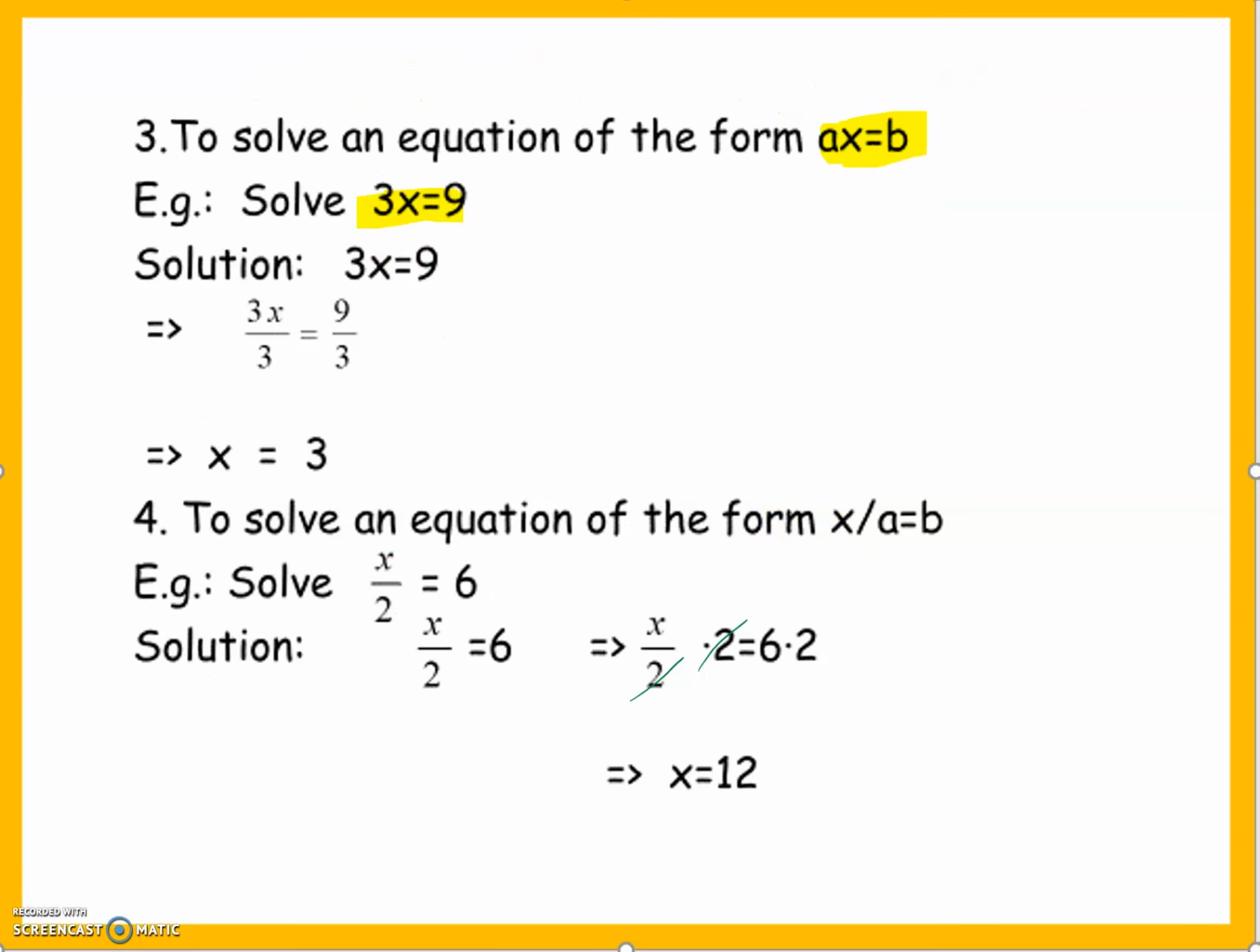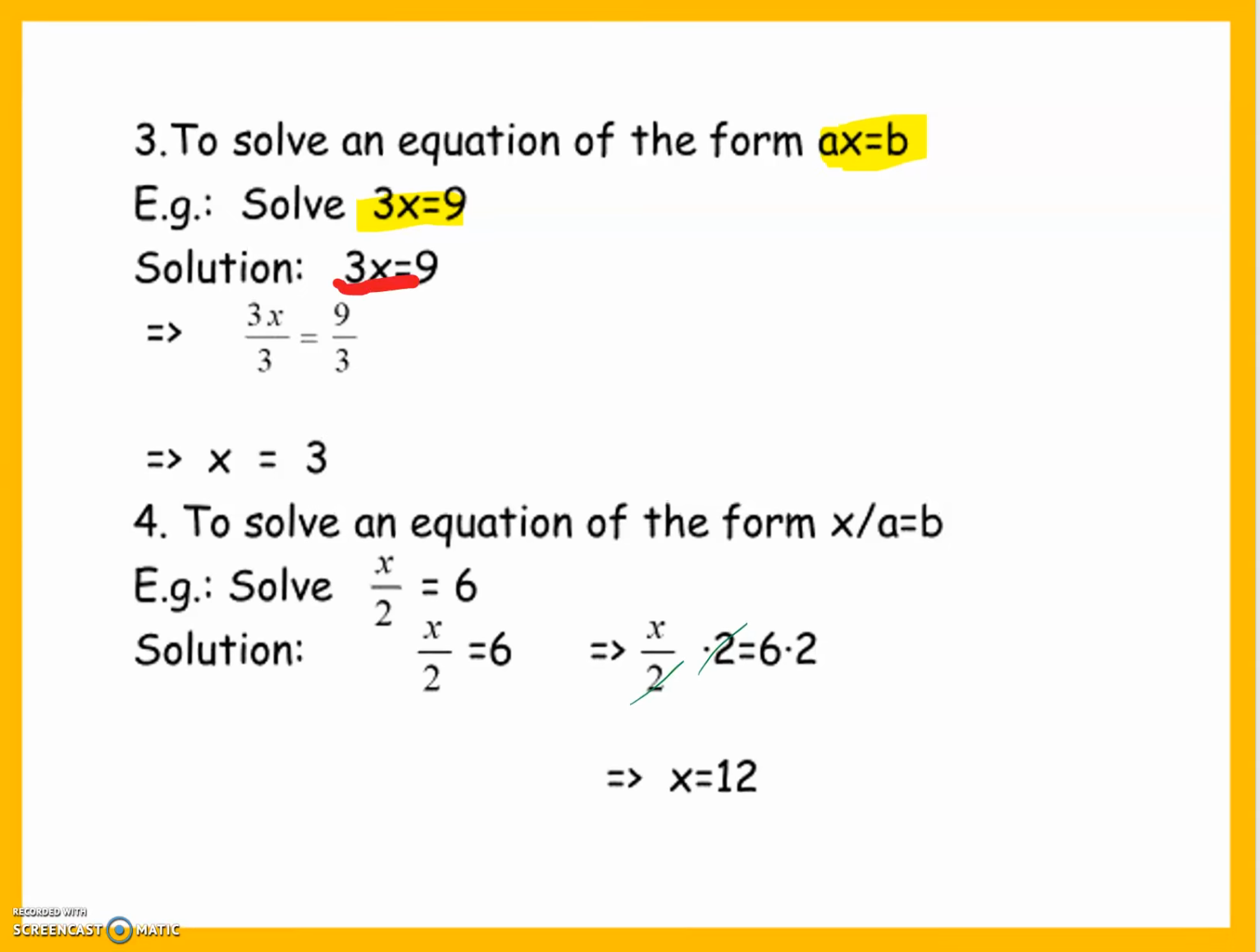This is another example, and it is ax equal to b. My example is 3x equal to 9. In order to solve it, I need to divide both sides of my equation by 3. And when I do it, I can see that 3 divided by 3 is 1. So x is equal to 9 divided by 3, that is x equal to 3.